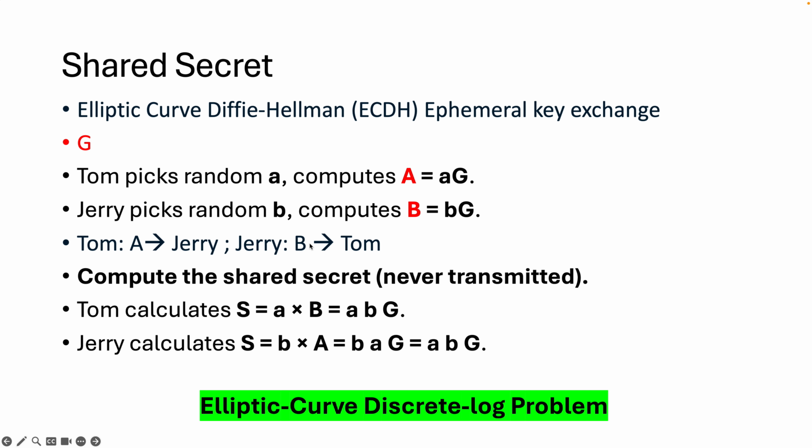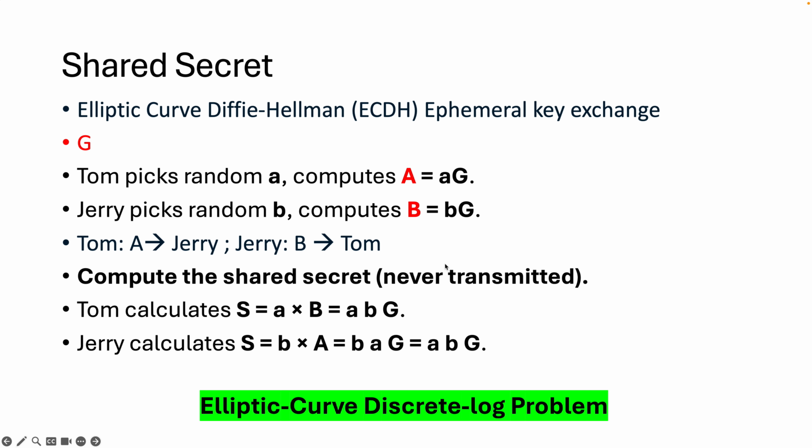So meanwhile, Jerry does the same thing. He picks his own random number, little b, which is his private key for this session. He also multiplies it by G and gets a big B, a capital B. Big B equals little b times capital G. So Jerry sends this capital B to Tom. Now both Tom and Jerry have each other's public points, big A and big B. And they still have their own private numbers, little a and little b.